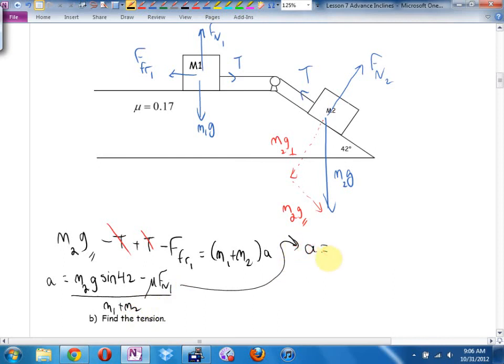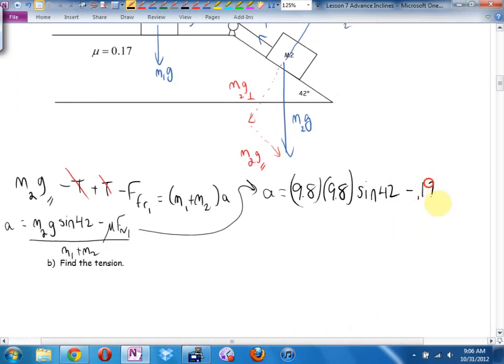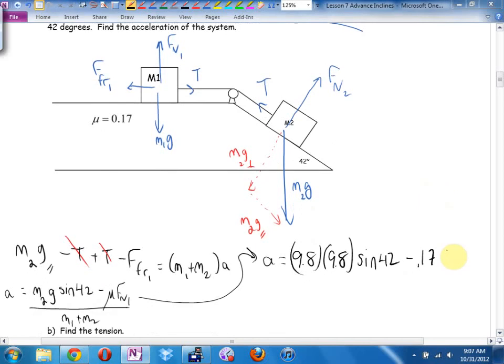M2, I've scrolled down. How big was M2? 9.8? Oh, why did I use 9.8? That's going to confuse you with the other 9.8. Anyways, 9.8 times 9.8 sine 42 minus, what was mu, 0.17, times the normal force. Rats, I don't know the normal force. Oh, but look. I know another force the same size as the normal force on mass 1. Which one? M1G, and M1 was 12, times 9.8, all divided by 12 plus 9.8.